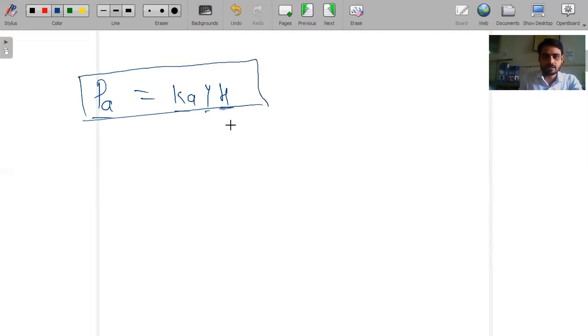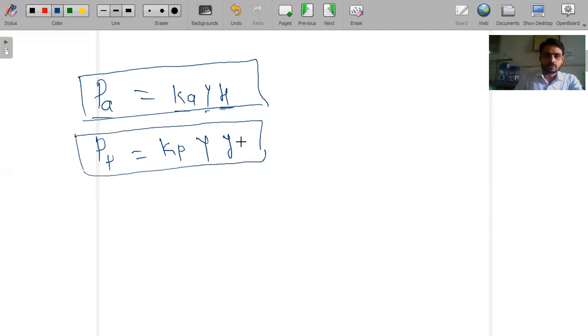In the same sense, we can also calculate passive earth pressure PP, and that will be equal to Kp gamma Y, where Y is the depth of soil due to which the passive earth pressure will act on the retaining wall, right? So by these formulas we can calculate the magnitude of active earth pressure and passive earth pressure. Here the important terms are Ka and Kp. These are called coefficients of earth pressure. Ka is the coefficient of active earth pressure and Kp is the coefficient of passive earth pressure.